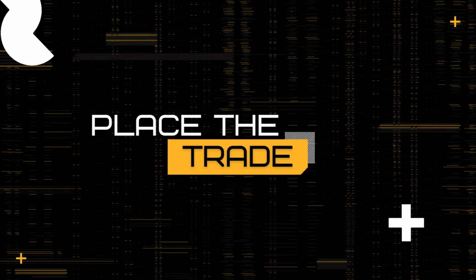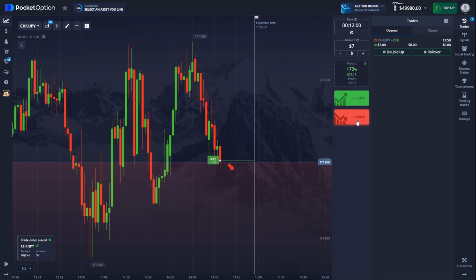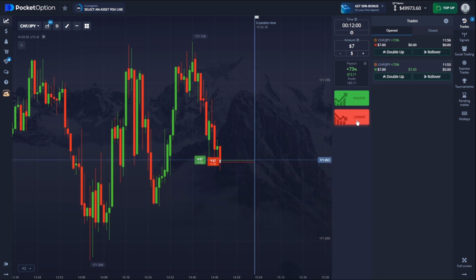The final step is to place the trade. After setting your trade parameters, you can click the buy or sell button to execute the trade. If your prediction is correct, you will receive a predetermined payout, usually between 70 to 90% of your investment. If your prediction is incorrect, you will lose your investment. It's essential to monitor your trade and adjust your strategy accordingly to minimize losses and maximize profits.